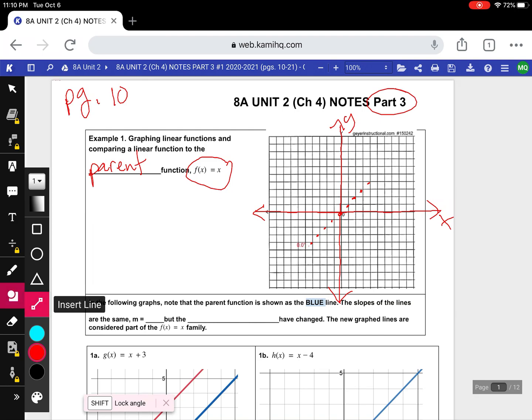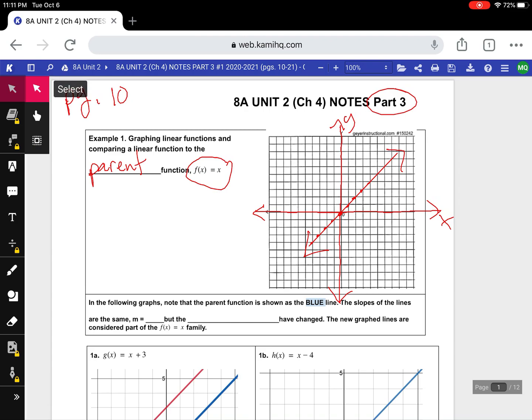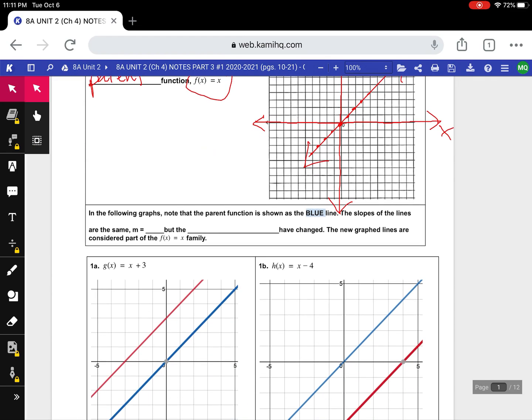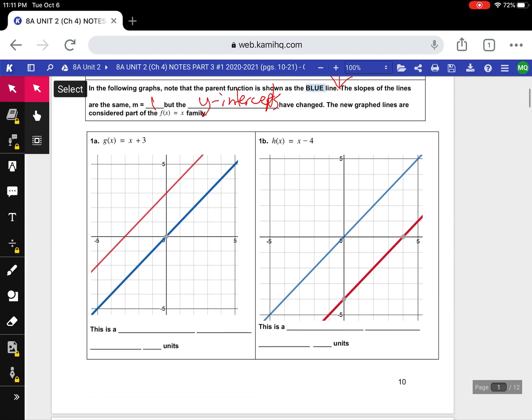If we get our line and we connect it here, if I can get it to be straight, it's something like that, okay? That is always going to be, when we're talking about linear equations, our parent function, and we compare everything in relation to that. So in the following graphs, note that the parent function is shown as the blue line, and the slopes of the lines are the same. m equals 1. But the y-intercepts, that's the important part here, have changed. The new graph lines are considered part of the f of x equals x family.